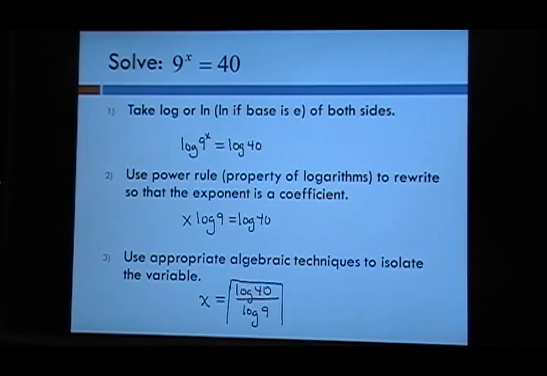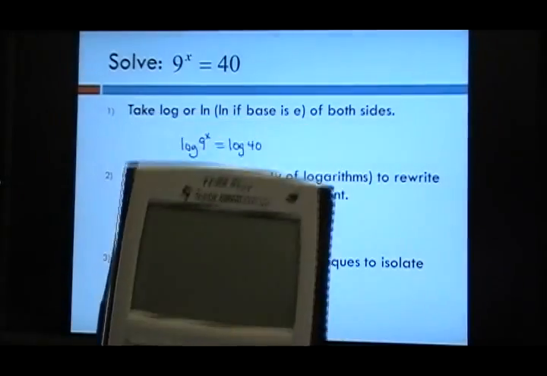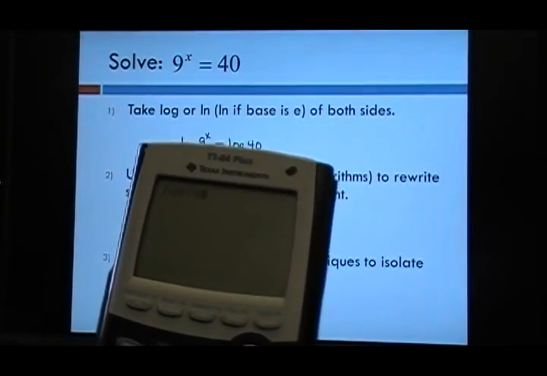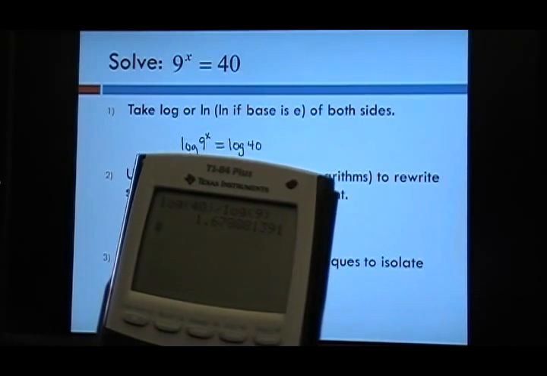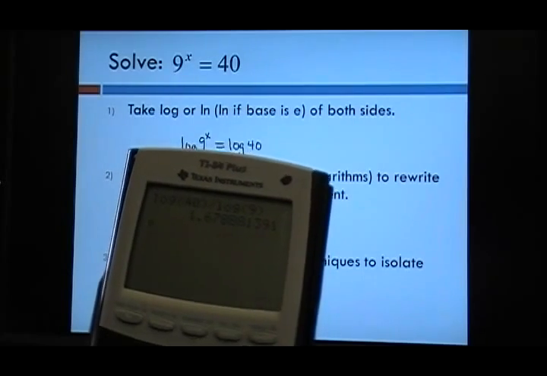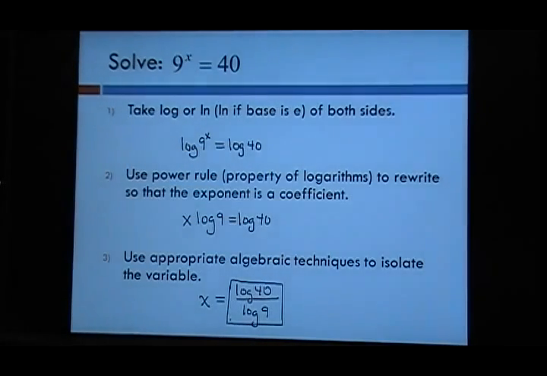This is the exact solution. If you're asked to approximate the solution, you would go ahead and figure out what the log of 40 divided by the log of 9 is. If not, you leave it. Okay? So log of 40 divided by the log of 9 gives us approximately 1.679. So this value is approximately 1.679.